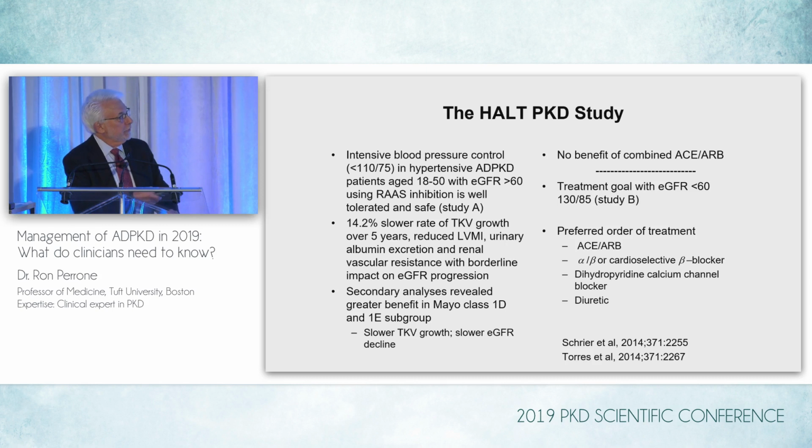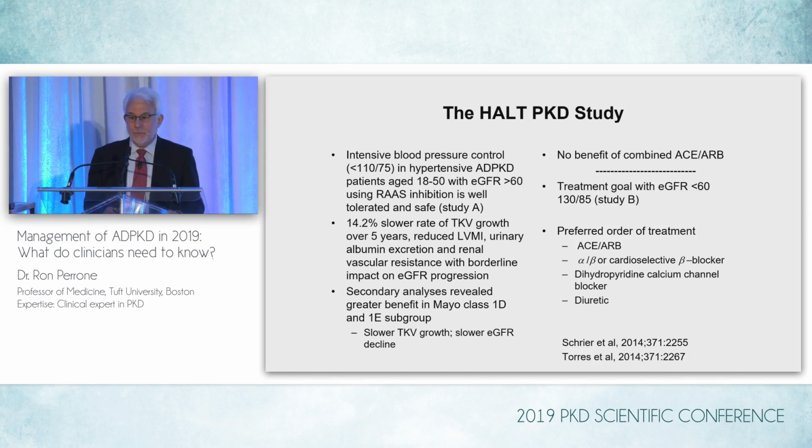So the preferred order of treatment of blood pressure agents would be ACE or ARB, followed by an alpha, beta, or cardioselective beta blocker, dihydropyridine calcium channel blocker, with diuretics being third or fourth line therapy.